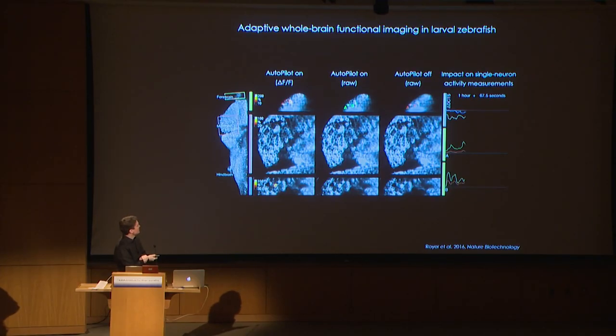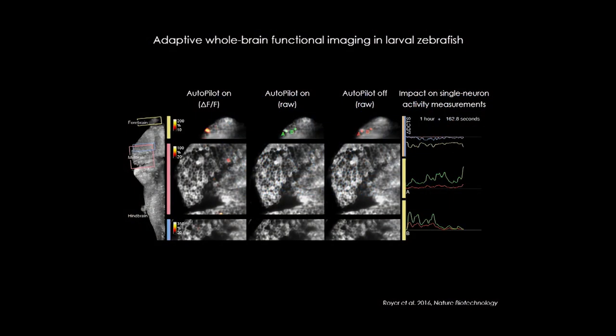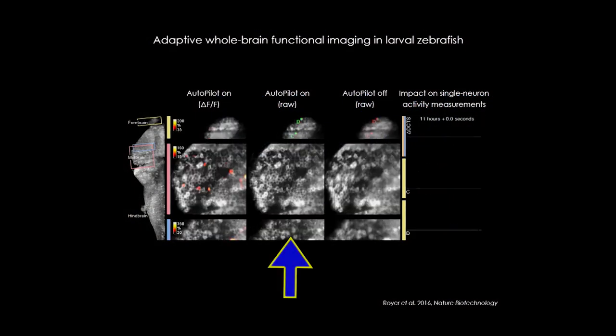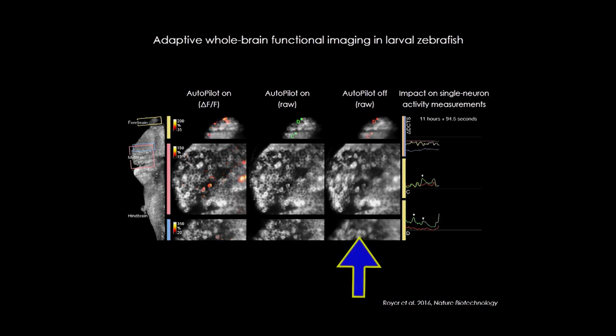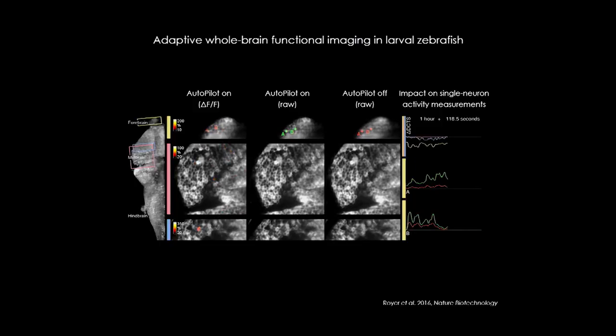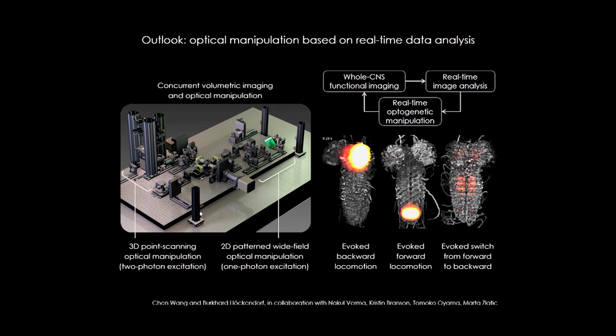We can also use it in a functional imaging context. So this is now a zebrafish larval brain. Again, I'm showing you the quality with the adaptive imaging engaged and without this framework. And after some time of imaging, you can see how quality really degrades, because the brain is growing, the fish is actually growing, and we're changing the optical context and losing the ability to accurately measure activity at a single neuron level. And with that, I'm at the end.